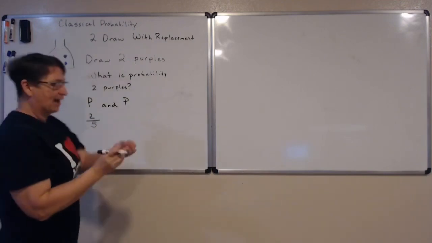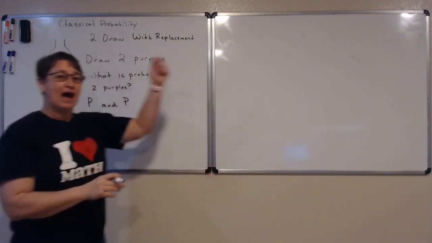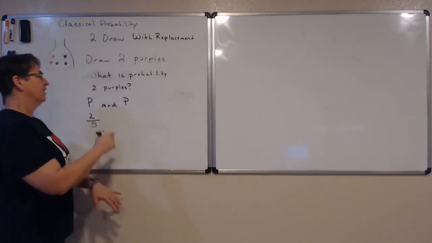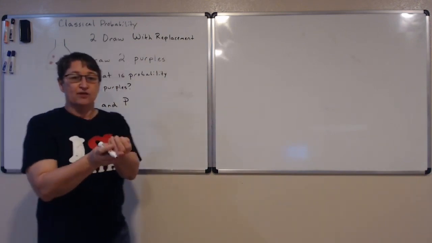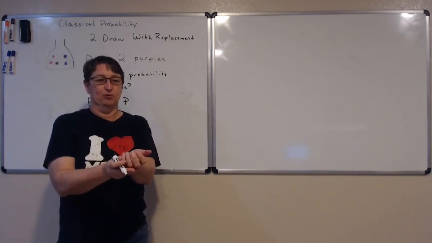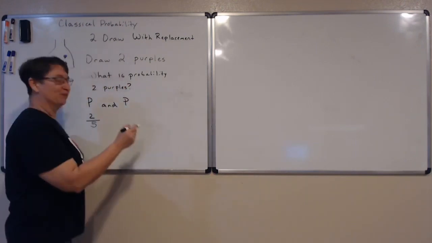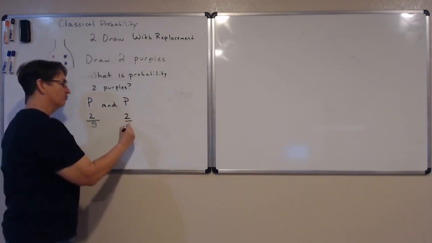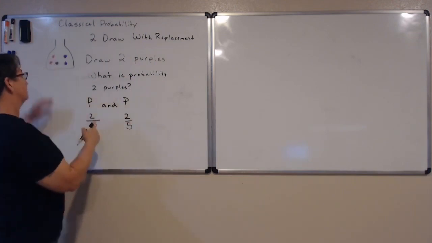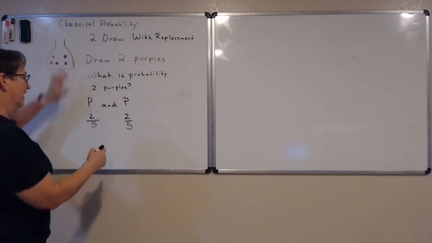Okay, so I take it out, I look at it, I go, hey, it's purple. I put it back in. What's the probability then on the second one that I get a purple? Good job, y'all have already got it. So that's also 2/5. Because now it's still two purples out of the 5.